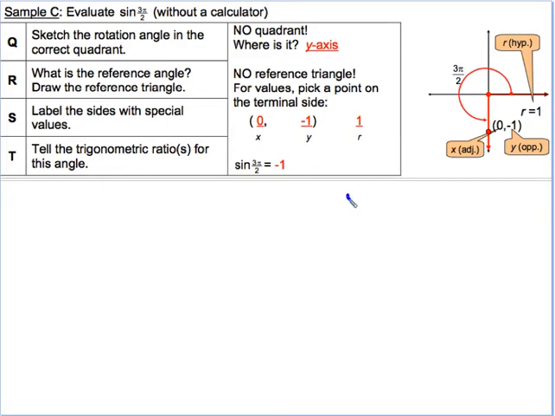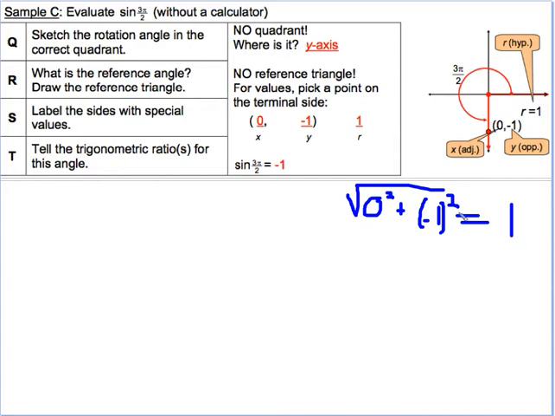And the formula would be the square root of x squared, which is 0 squared, plus -1 squared. We can still plug those values in. We end up just getting 1 here for our r value. And yes, I know that there's really not a triangle there. It's okay.